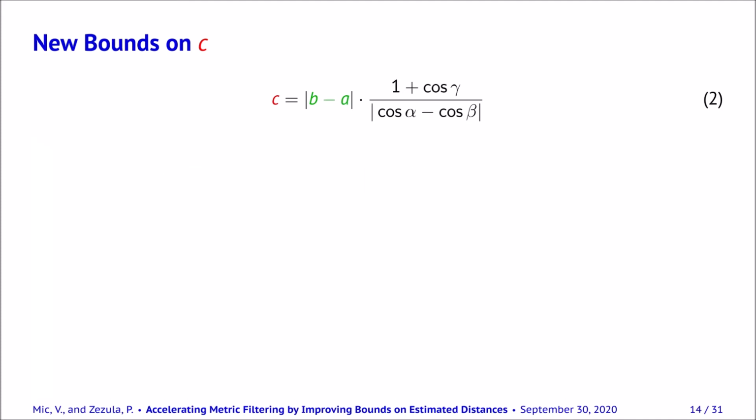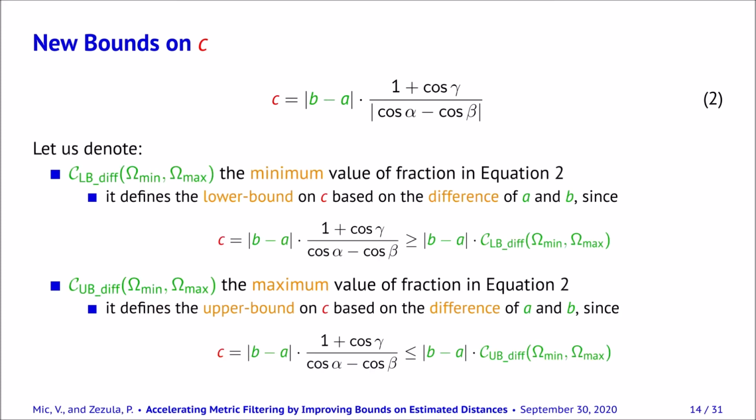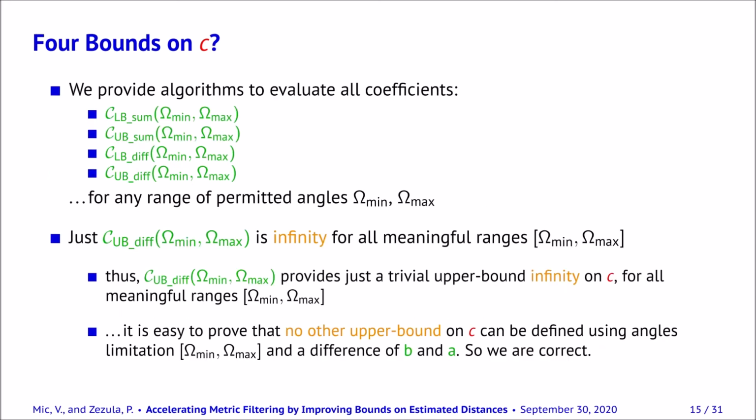Then we have also equation 2. Therefore, we denote CLB diff the minimum value of the fraction in equation 2. This value defines the lower bound on C, which is based on the difference of A and B. Finally, we denote CUB diff the maximum value of the fraction in equation 2, and it defines the upper bound on C, which is based on the difference of A and B. As you see, we put all these coefficients in a green color. The reason is that we provide algorithms to evaluate all these coefficients for arbitrary given angles limitation omega min, omega max.